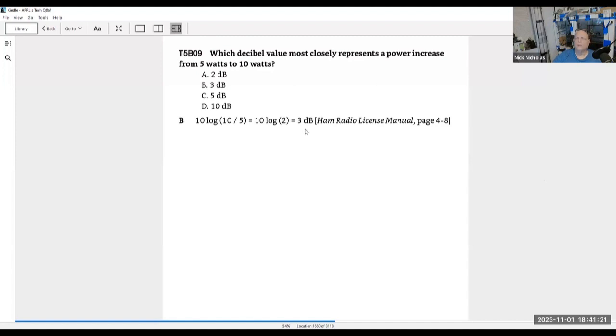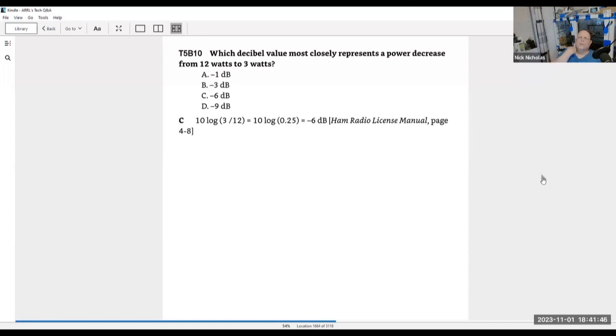And that will, when you do the logarithmic calculations, be 3 dB. But most of us don't have to do that because we know that 3 dB is a doubling of the power. Every 3 dB is a doubling of power. Every reduction by 3 dB is halving the power, or cutting it in half.